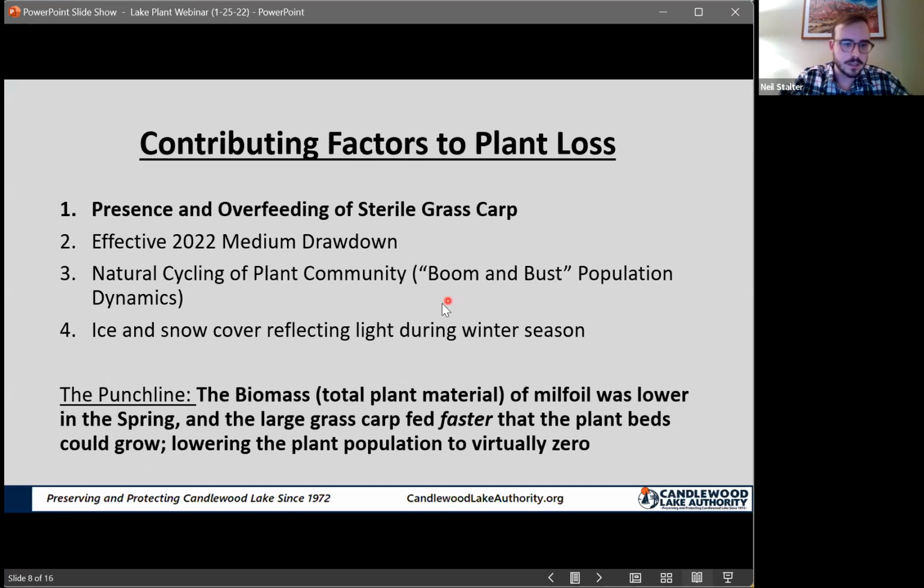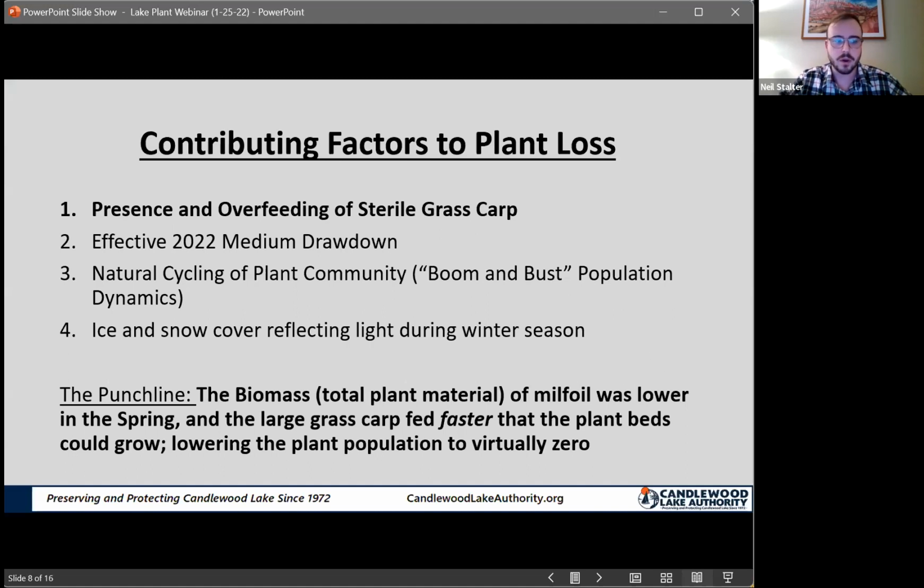The plant communities in the lake also sort of have a natural boom and bust cycle. Normally, this is pretty subtle. It's not something that you would really notice in a change year to year with the plant community. But certain years are better for plant communities as they compete with each other for resources and space to grow. And so that may have played a part. You may have seen that quote unquote bust cycle sort of coincide with these other factors.